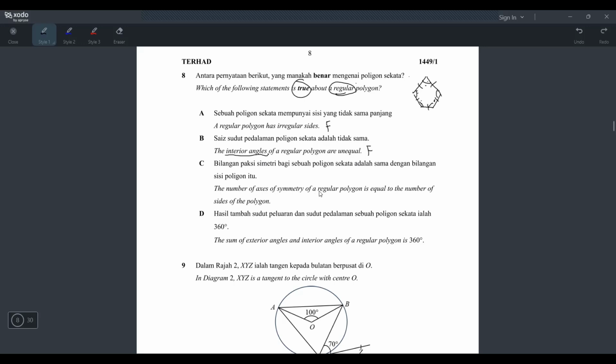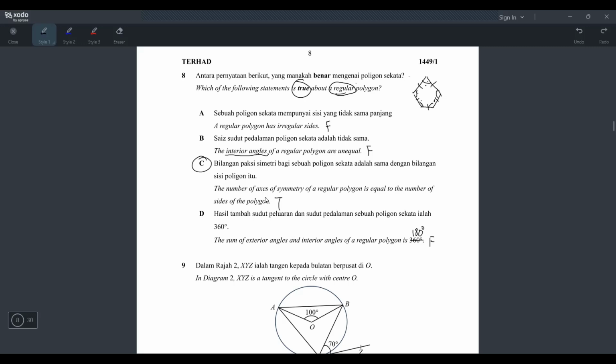Then what about C? The number of axes of symmetry of a regular polygon is equal to the number of sides of the polygon. Bilangan paksi simetri bagi sebuah polygon sekata adalah sama dengan bilangan sisi polygon. This is true. C is the answer. Okay, later I'll explain. Let's look at D first. The sum of the exterior angle and interior angle of a regular polygon is 360. This is wrong. It should be 180. That's why this one is false. So hasil tambah sudut luar dan sudut dalam ialah 360, but false lah.